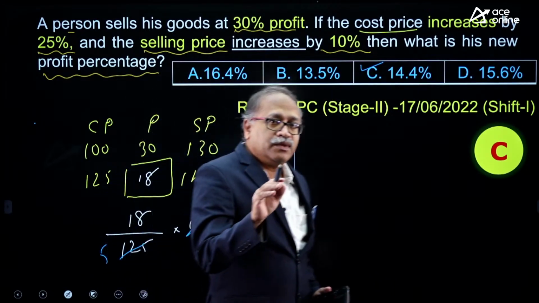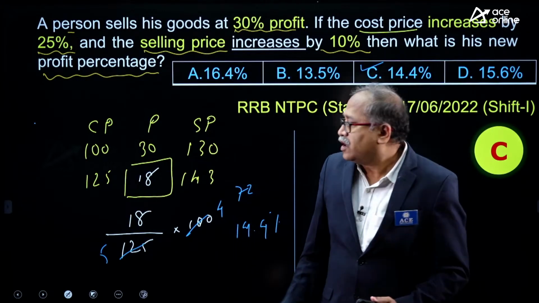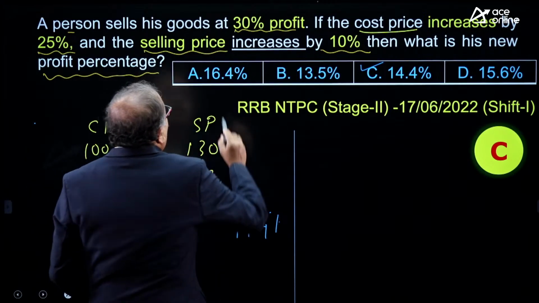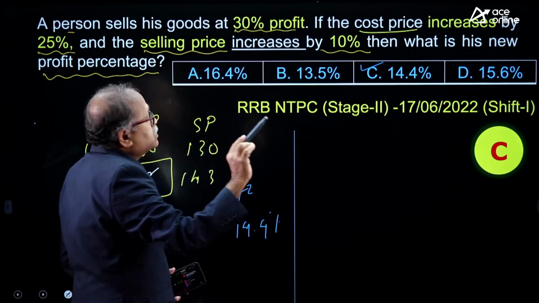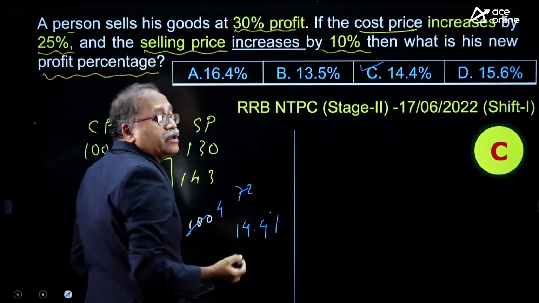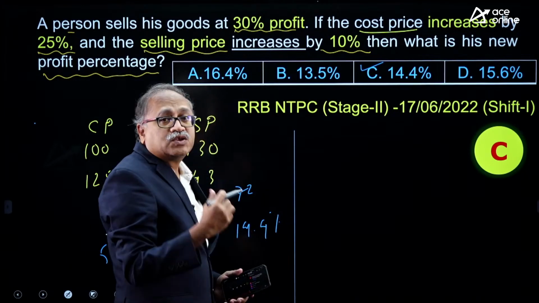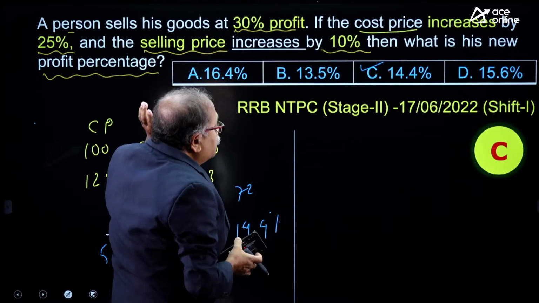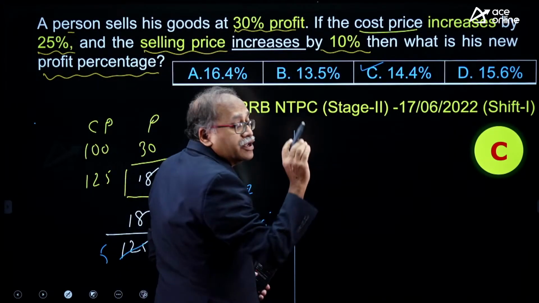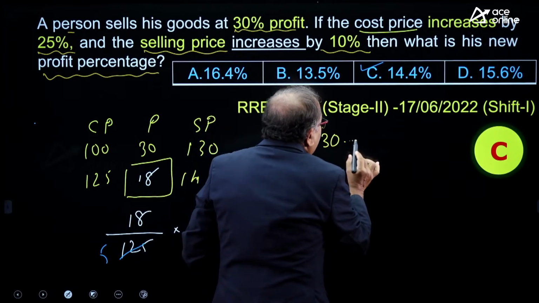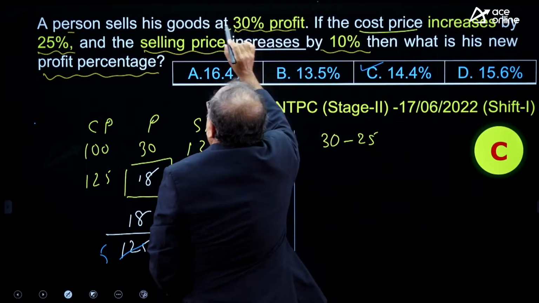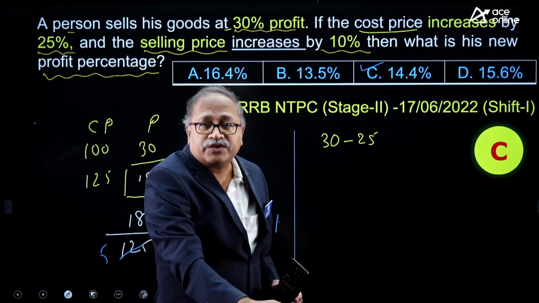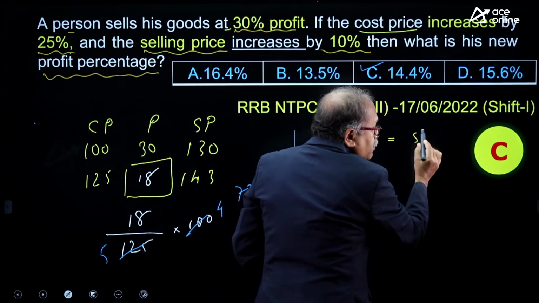Okay. We will make the alternate approach to this question. We will not write this many things. What is the idea? Look at this one. Now 30% profit was there earlier, and the cost price is increased by 25%. Therefore, my profit will also decrease by 25%. So 30 minus 25. 30 was the previous profit. Cost price increased by 25%, profit will decrease by 25%. So I got 5 over here.